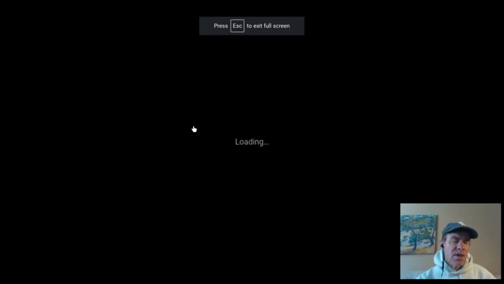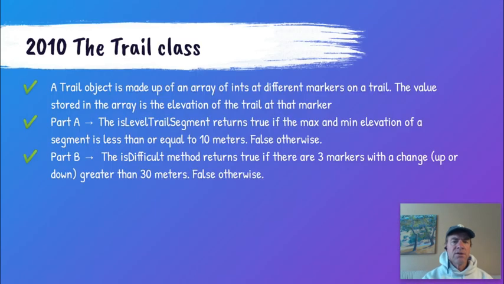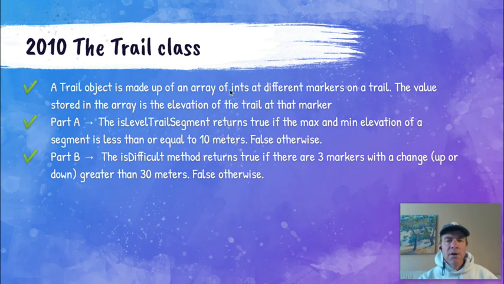All right, here we go. In this, there's one class, the Trail class. Inside of that, there is an array of ints that identify the elevation at different, quote, markers on the trail. It ignores everything in between. Just wherever those markers are, that's what the elevation is. All right, pretty straightforward. We have two different methods that we need to write.